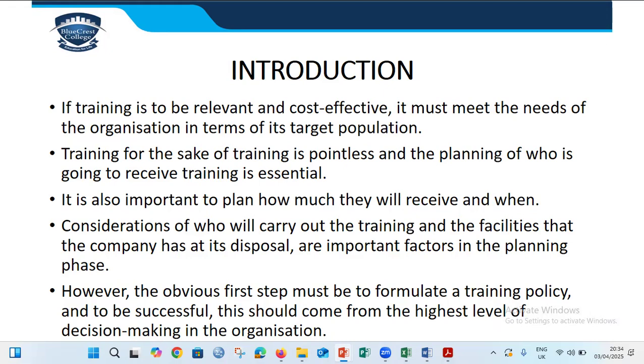So to introduce us to our discussion for today, if training has to be relevant or cost effective, then it is important that it meets the needs of the organization, right? So in terms of the organization's target population, it's important that the training meets the needs of that organization. So training just for the sake of training is meaningless or pointless.